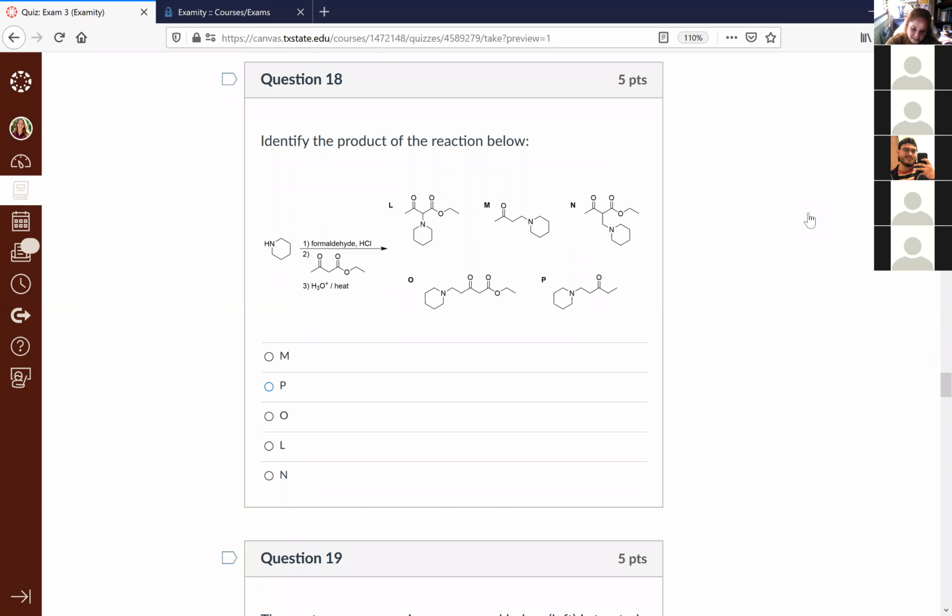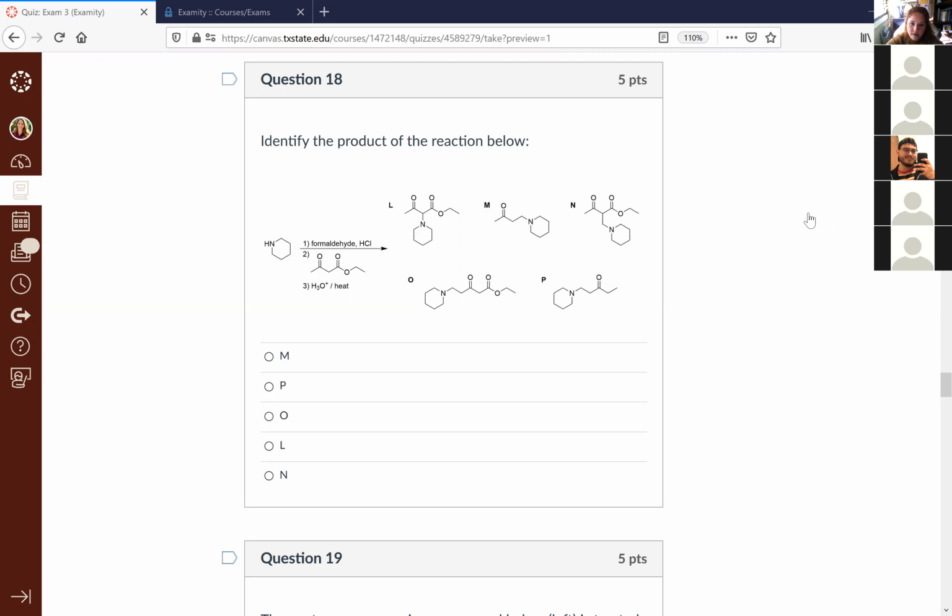Question 18, identify the product of the reaction below. So this actually originally started out as a much harder question, and I tamed it down to this. So we have a secondary amine, and we're going to first react with formaldehyde and hydrochloric acid, and then follow it by reacting with a ketone, a dicarbonyl compound. What are we doing? A Mannich reaction? Yeah, this is setting up a Mannich reaction.